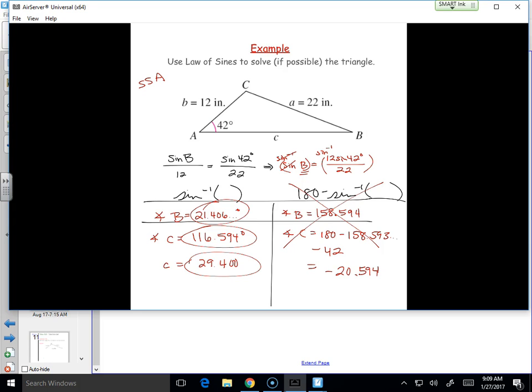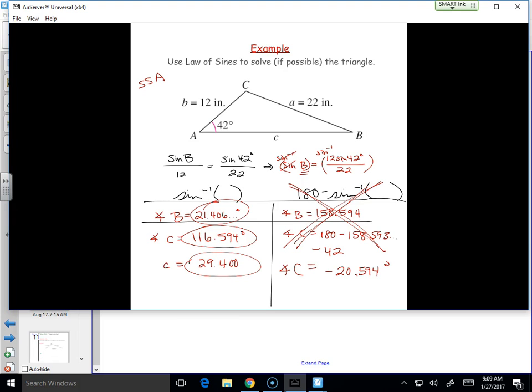Were there any questions about the process? Whenever you have SSA, you gotta work on both columns until one of them gets to an impossible point, right? Negative 20.594 degrees is not a possible angle for angle C. So as soon as we saw that, we were able to say, nope, we're done on that side. Does that make sense, kind of?